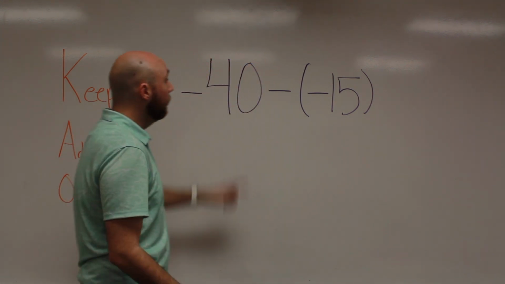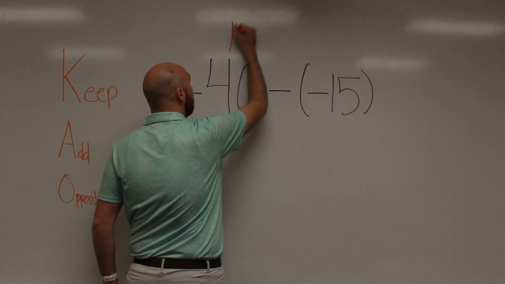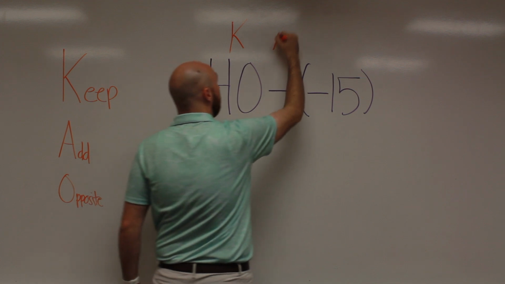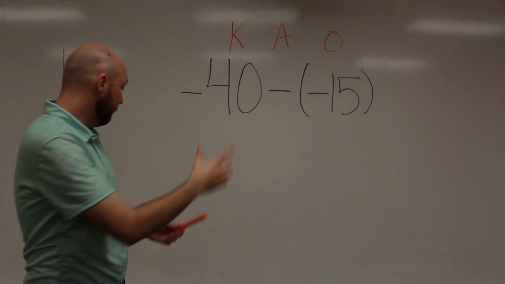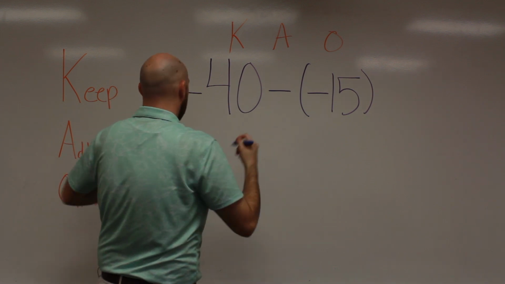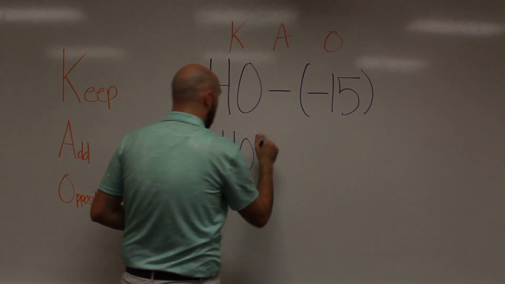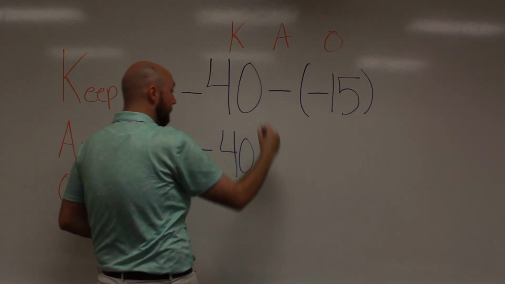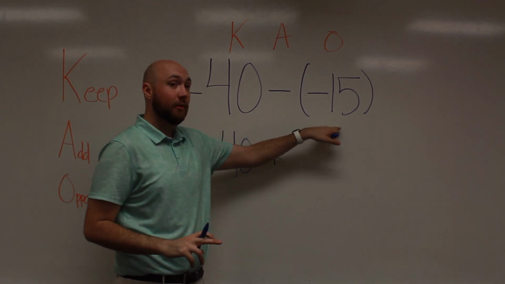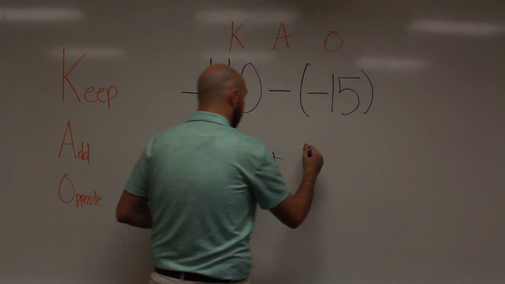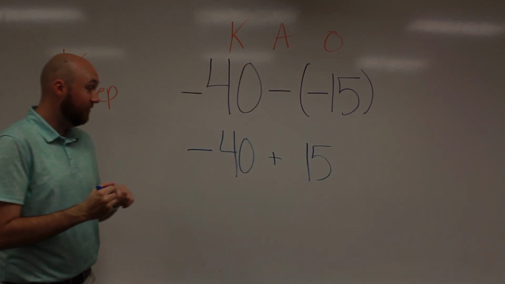So what are we going to do? We're going to label first. First thing, before I get into anything, I'm not getting ahead of myself. I'm going to keep, add, opposite, right? Okay, so let's rewrite our problem. Right, we're going to keep negative 40. All right, we're changing our subtraction to addition. And opposite of negative 15 would be positive 15. So we're now going to do negative 40 plus positive 15.